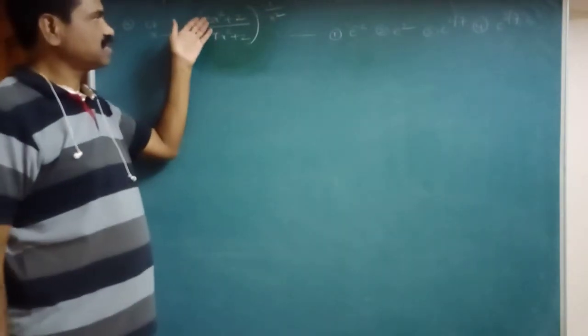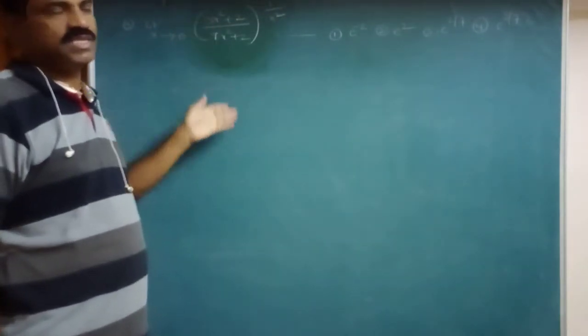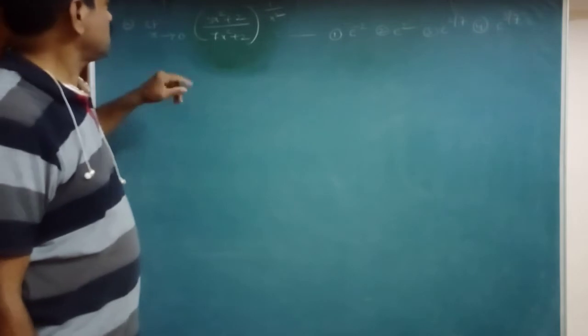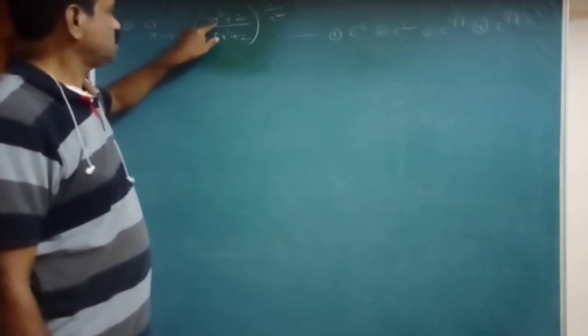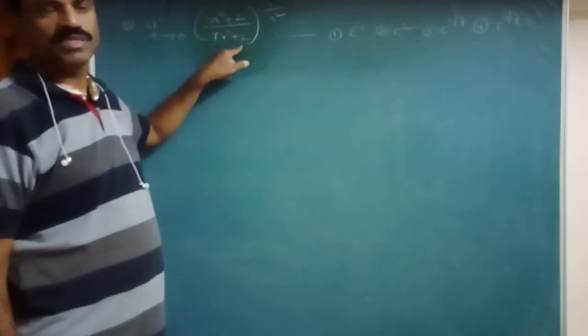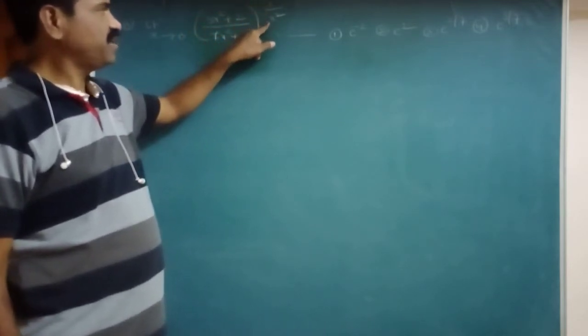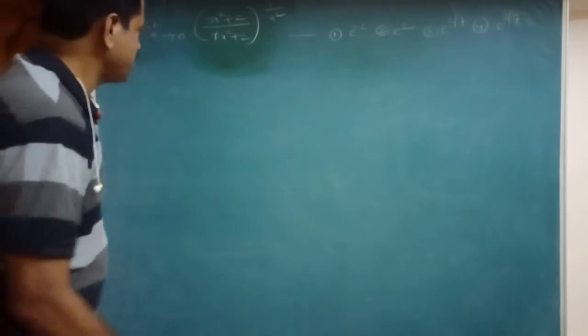You observe here also, in x square the degree is the same. Here x tends to 0, so x is 0. 2 by 2 is how much here? 1. And 1 by 0 is infinity. So it is also of the 1 power infinity form.